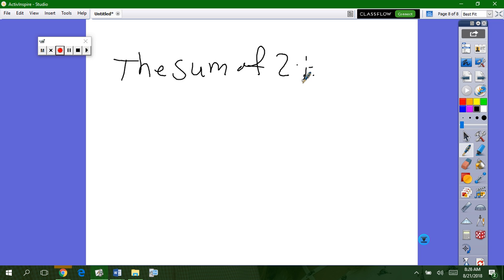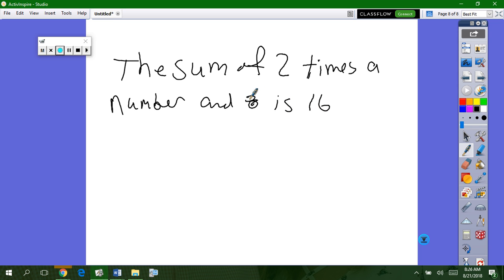Okay, it says the sum of 2 times a number and 3 is 16. There's multiple things happening on this.